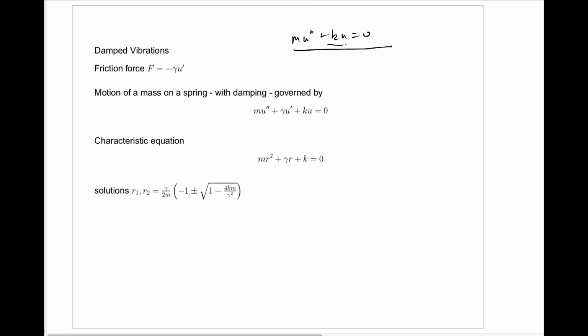This was the force that came from Hooke's law. But now if there's a second force, we still have Hooke's law, a force from the spring, which is minus k times u. But now we'll have some sort of friction force. And in general, at least for small velocities, the friction is typically a constant, which we'll call gamma, times the velocity. And again, by convention, gamma here will be the friction constant.